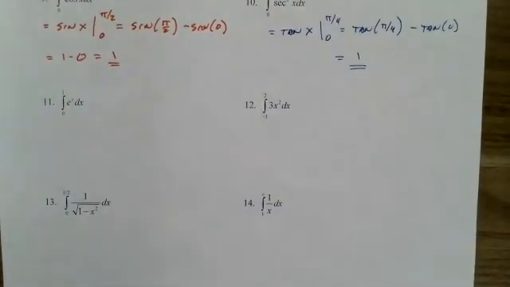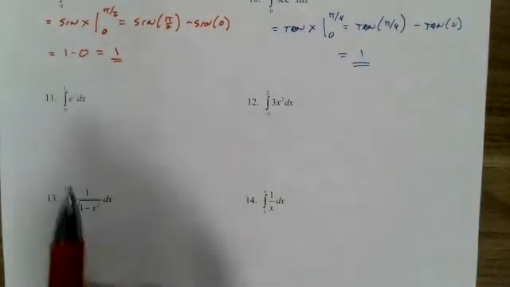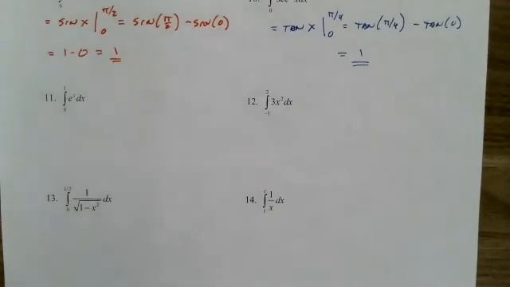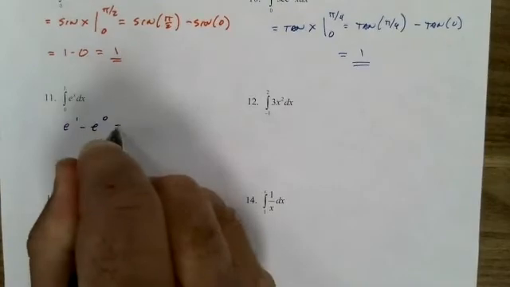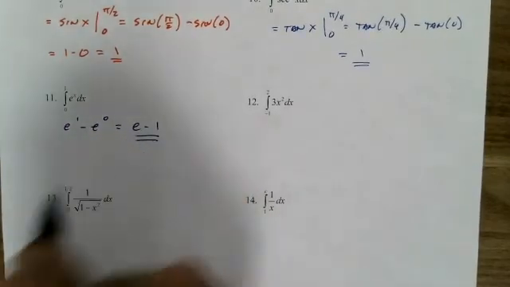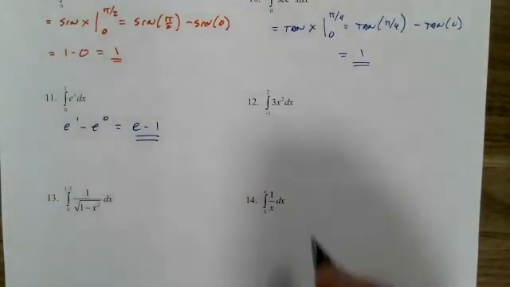Pretty cool. e to the x. I thought that was a constant there because it's a little fuzzy. So that is e to the first minus e to the 0, which is e minus 1. And I just threw that out.